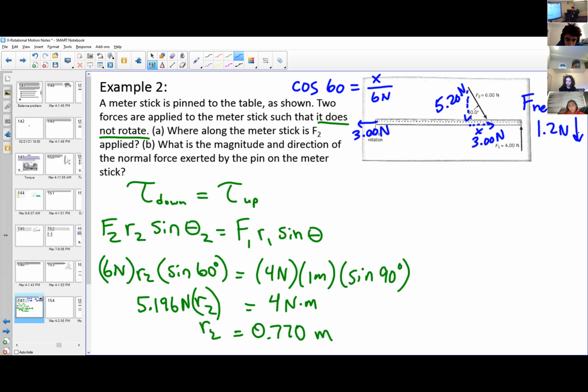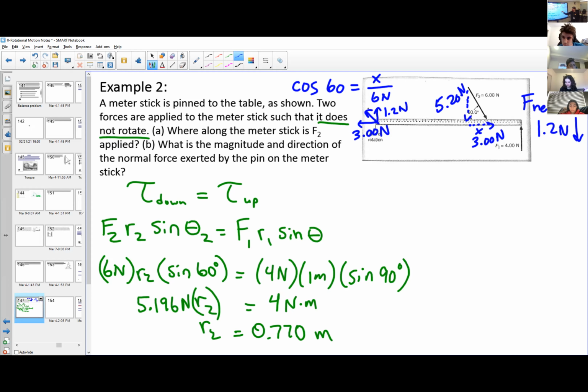So if the net vertically is down, the pin has to push up to fight it, right? So 1.2 newtons up. What's the resultant? Which way would I draw my resultant vector? Yeah, it's got to go this way and that way, right? So it's got to be some angle that way to account for both of those, right?